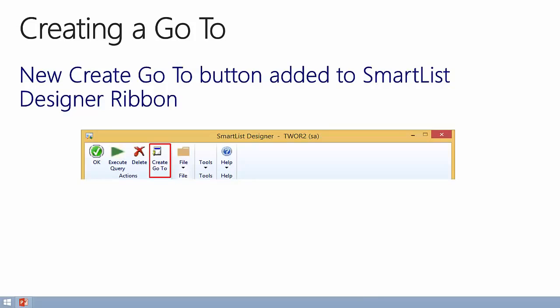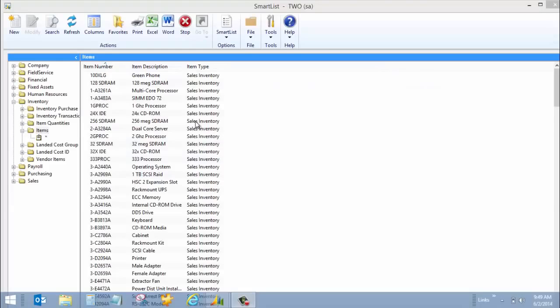To create a go-to in SmartList Designer, use the new Create Go-To button added to the SmartList Designer ribbon. Let's take a look at this in Dynamics GP 2013 R2. The first enhancement to SmartList Designer comes into play when a user creates a new list using an existing SmartList as a starting point. For example, if I expand inventory and then click Items, I can click the New button.